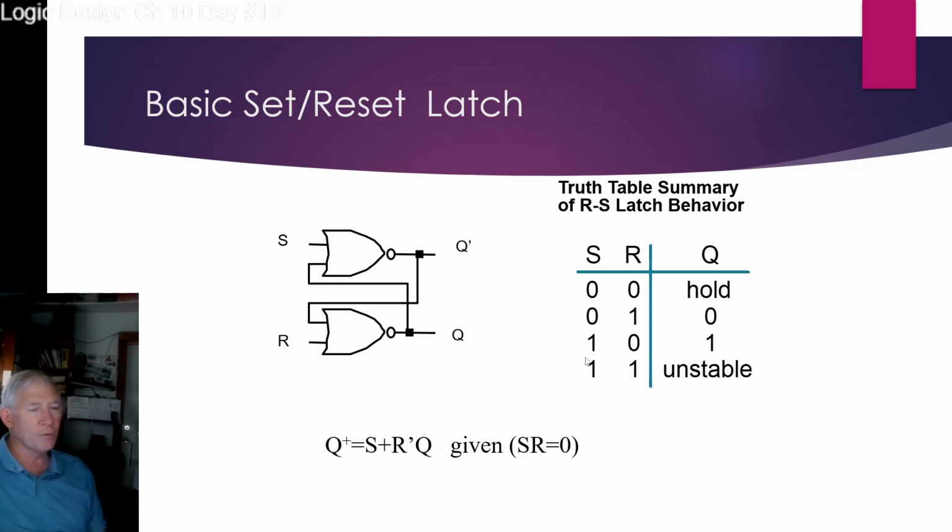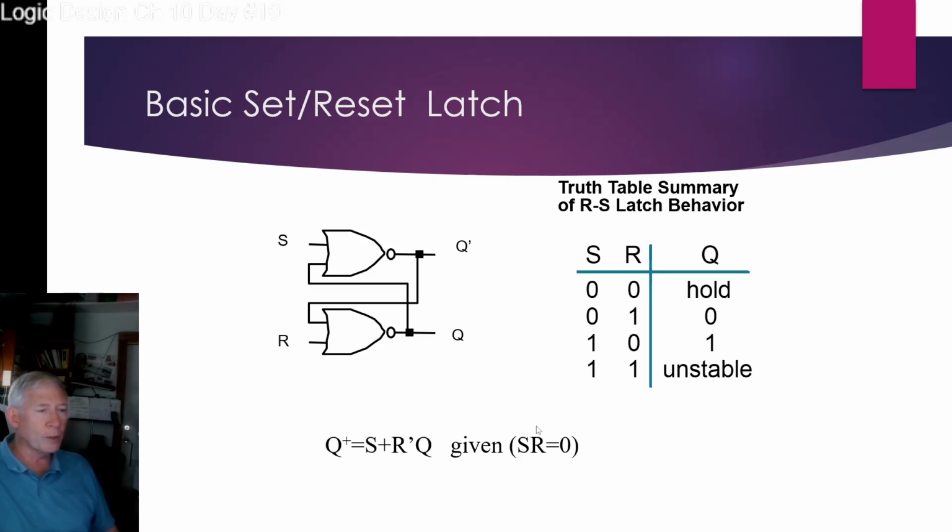Now what's forbidden is for S and R to be 1 at the same time, and we'll show why this is true. This is mostly because it's an unstable state, and it also can oscillate and create all sorts of problems. And then if you take S and R away, you don't know which state it's going to resolve to. So those are all problematic.